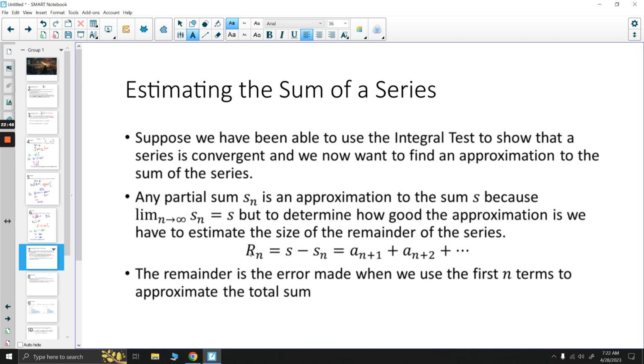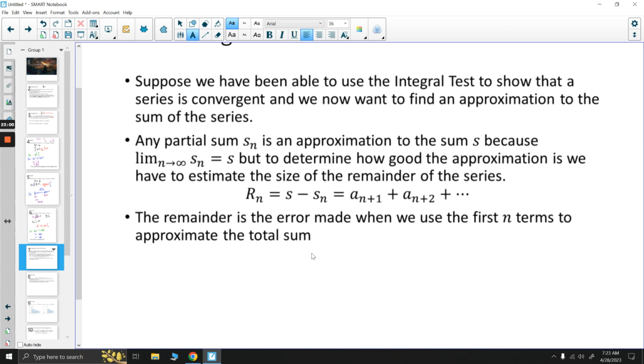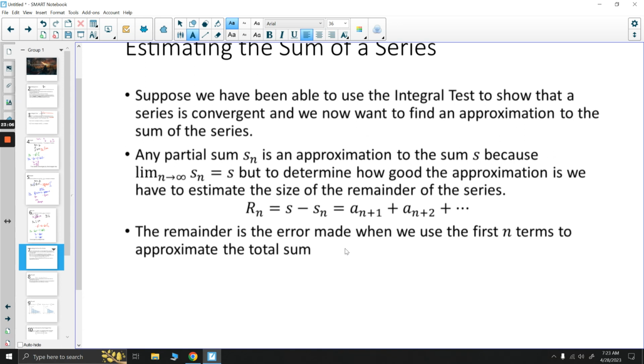So the remainder, what we call capital R sub n, is equal to the infinite series minus our partial sum, and it is basically every value after. So basically, this remainder is the error made when we use the first n terms to approximate the total sum. Now, let me explain what that means.